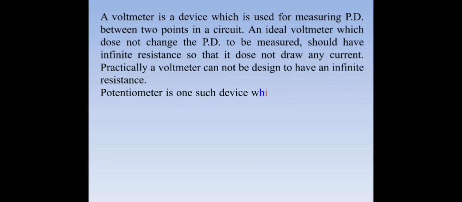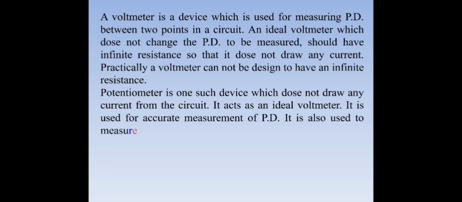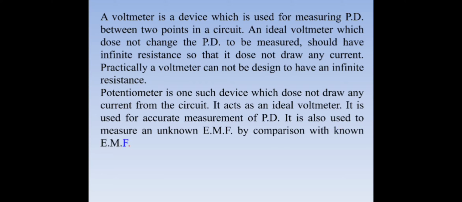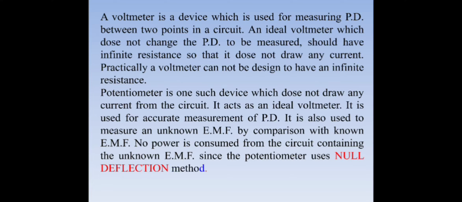Potentiometer is one such device which does not draw any current from the circuit. It acts as an ideal voltmeter. It is used for accurate measurement of potential difference. It is also used to measure an unknown EMF by comparison with known EMF. No power is consumed from the circuit containing the unknown EMF since the potentiometer uses null deflection method.